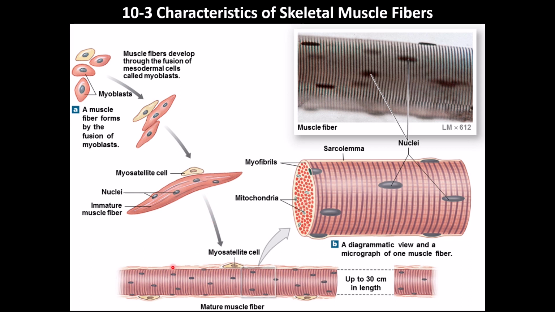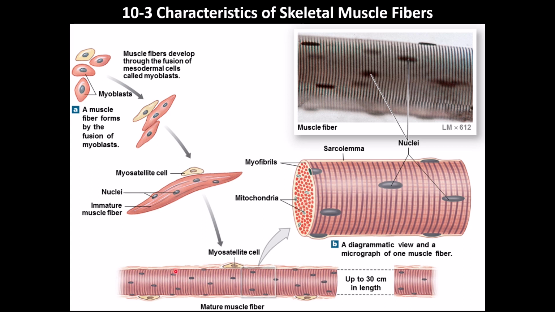So later on, these many myoblasts that fuse together become a mature muscle fiber, which is really long. A nerve cell is the longest cell in the body, and the muscle fibers are the second longest cells in the body. So they contain hundreds of nuclei. Again, it varies from one muscle fiber to another, so some may have less than 100.